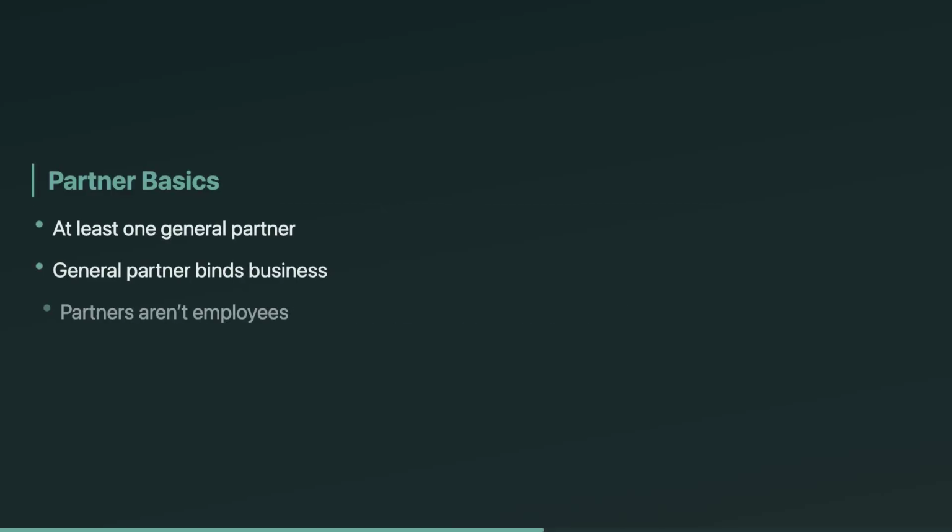A partnership must have at least one general partner. That person can legally bind the business and is on the hook for partnership debts. Partners also aren't employees of the partnership, so you don't issue them a W-2 for their partner share. That's a classic EA exam trap. If the person is truly a partner, think K-1, not payroll wages.